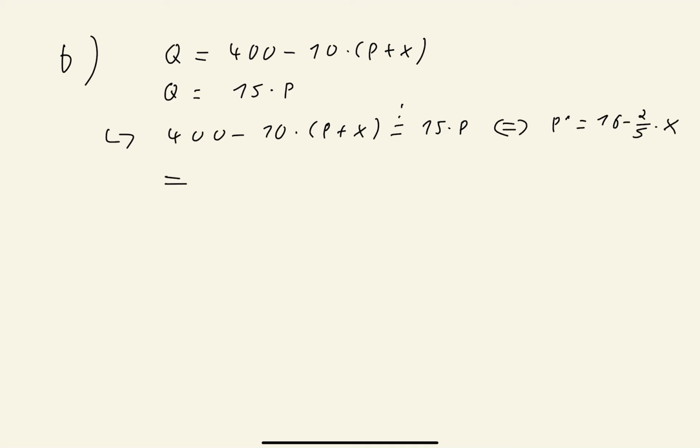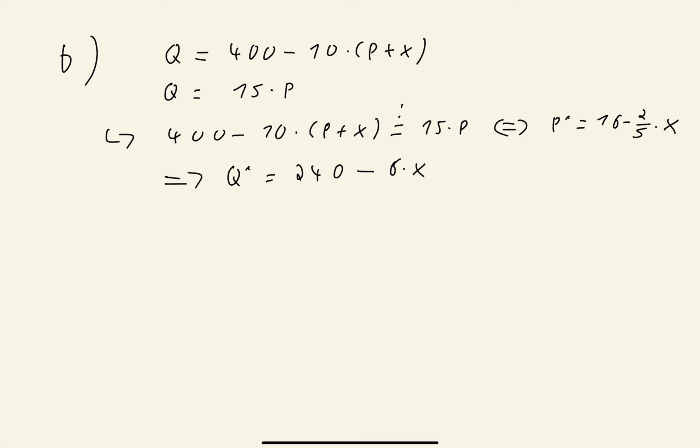And if we plug it into either the supply curve or the demand curve, I will do it again for the supply curve, we end up with 240 minus 6x. Okay, so those are the equilibrium price and the equilibrium quantity in this market, depending on the tax which is imposed on the consumers.